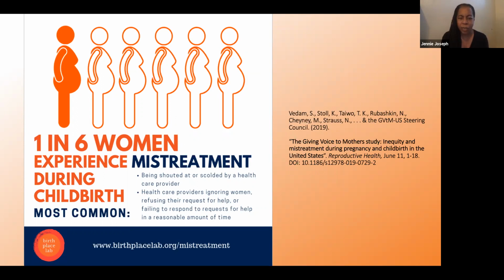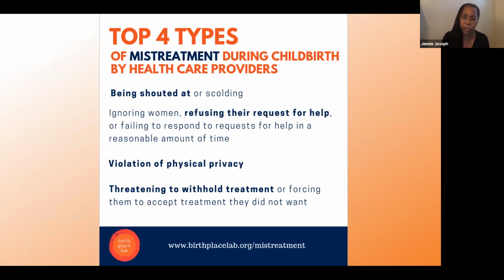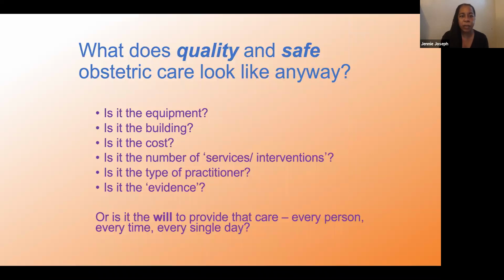The mistreatment includes being shouted at or scolded by healthcare providers, being ignored by healthcare providers, failing to receive a response for help. Just ridiculous and outrageous, egregious behavior. The top 4 types of mistreatment: shouting, refusing help, violation of physical privacy, threatening to withhold treatment. This is what's going on, and this is what's now captured through their research.